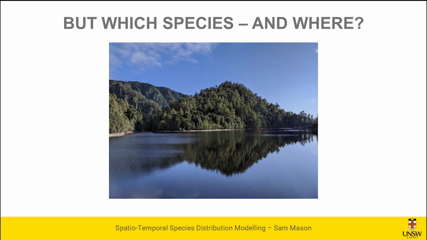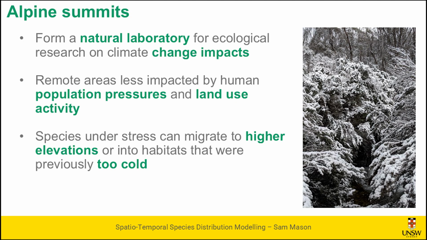All right, so that's all very well and good. This is great, it's all interesting, but what species are we going to look at and where are we going to look? All right, so look, alpine summits, these form a natural laboratory for doing climate change research on species because by definition, they control the population pressures and land use, right?